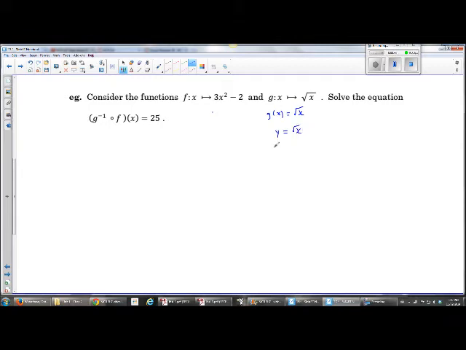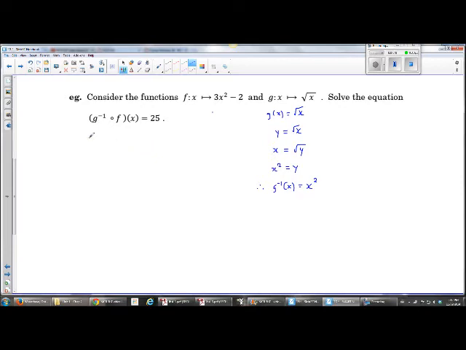And then we do the variable interchange. So I'm going to interchange x and y. And now I'm going to solve for y. So I'll square both sides. So you get x squared equals y. Therefore, g inverse of x equals x squared. Okay, so that's part of what we need to do here.